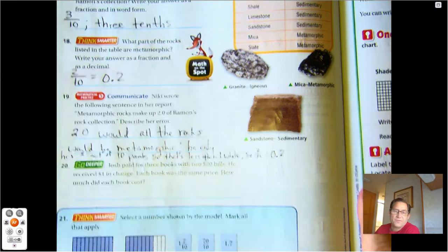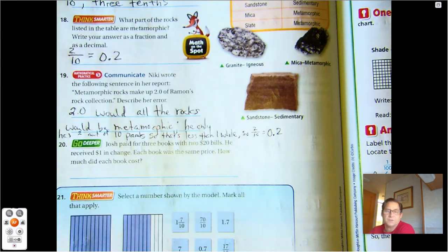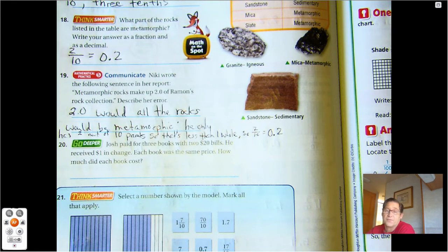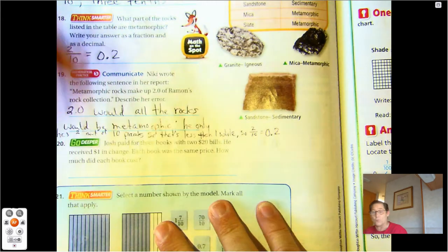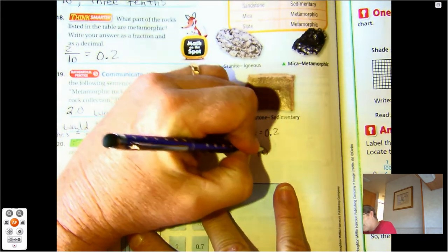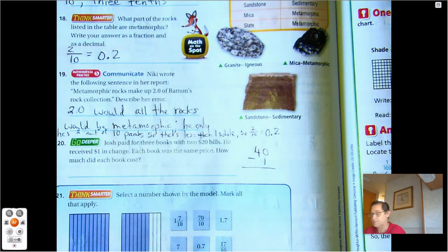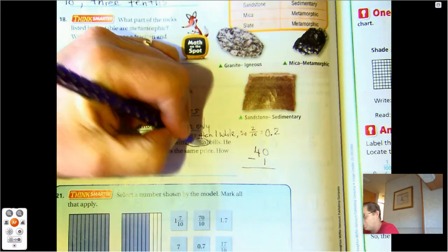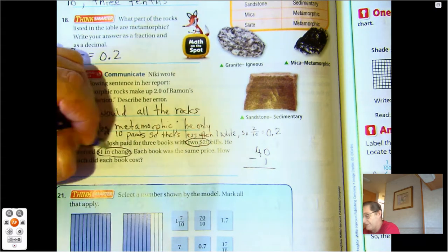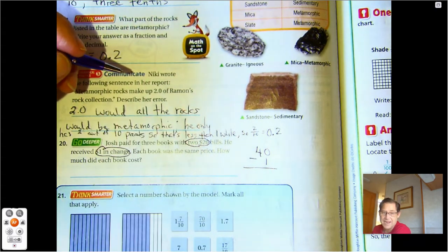All right, Josh paid for 3 books with 2 $20 bills. He received $1 in change. Each book was the same price. How much did each book cost? So he bought 3 books with 2 $20 bills. So how much did he spend? He had $40. He got $1 back in change. So 2 $20 bills, $1 in change. In change means I'm getting it back.